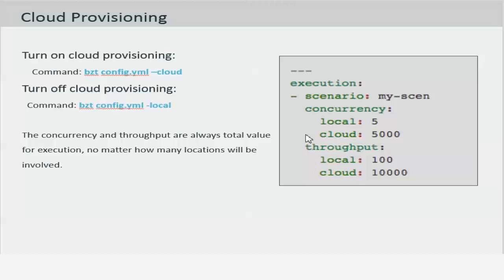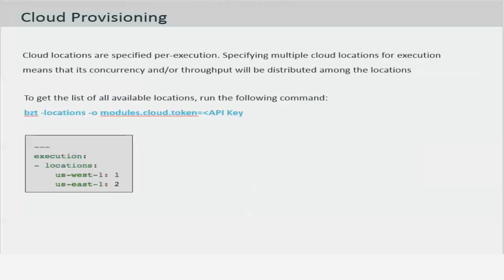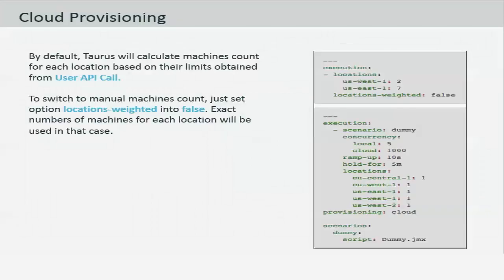You can also define cloud locations as a part of your execution settings. Locations is the map of the location's ID and their relative weights. The relative weight determines how much value from concurrency and throughput you would like to put into the corresponding location. The number against the location signifies the actual number of servers Taurus will spin up from each location.